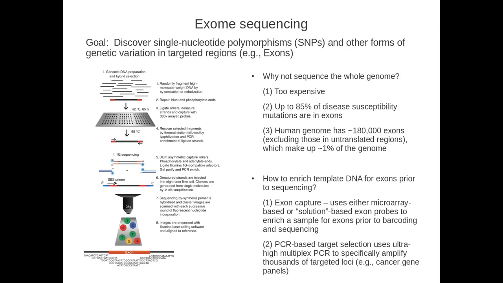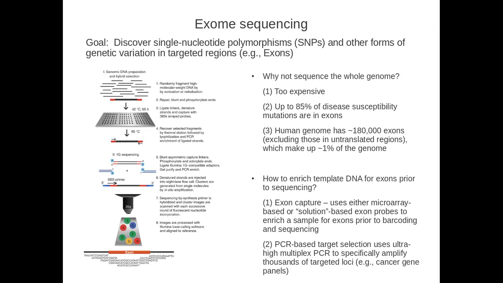Exons make up only about 1% of the genome. There are about 180,000 of them in the human genome. So by targeting a very small percentage and not wasting sequencing effort on 99% of the genome, where mutations that affect disease are very rare, we can increase the efficiency with which we can detect mutations that are having important functional effects.